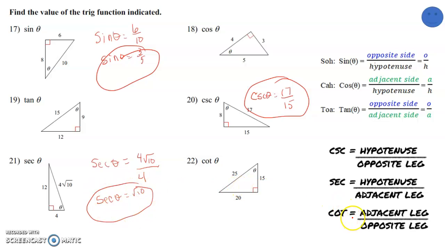Cotangent is adjacent over opposite. So cotangent of theta equals adjacent, here we go, 15, over opposite, which is 20. Reduce that. Don't forget, guys, still reducing when we have to. 3 over 4. That's it.